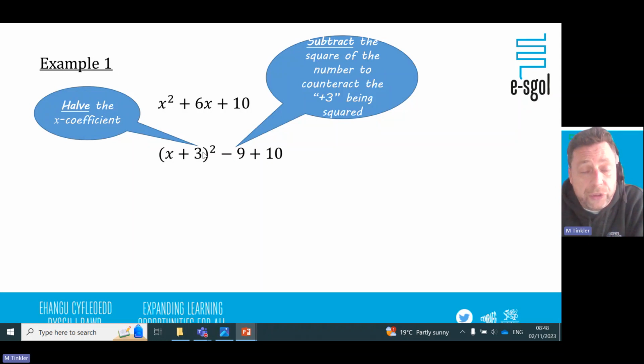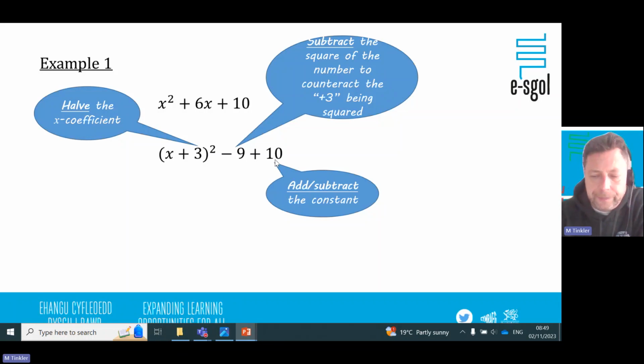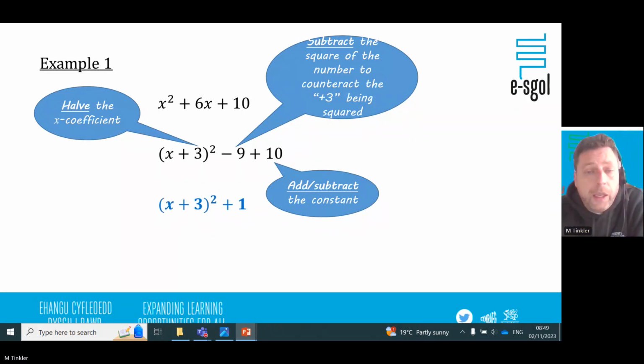When I was in school, we were taught straight away to just do, well, that's 9, so that's plus 1 on the end. But I think for teaching now, it's a lot easier for everyone to see where all these steps have come from. Then we add the constant. So if that said plus 73, I would have plus 73 there. And the next line's pretty straightforward. Minus 9 plus 10 just gives us plus 1 to simplify it. And that's what we mean by completing the square.